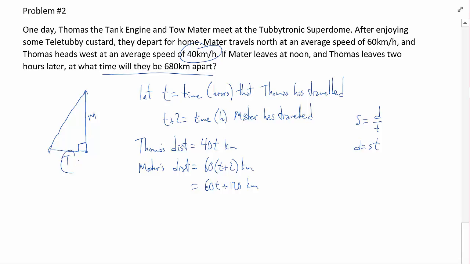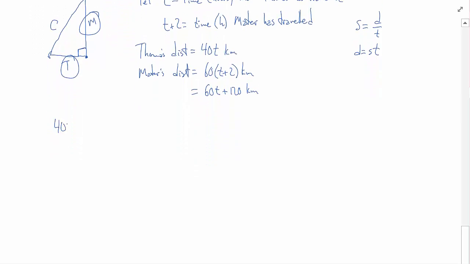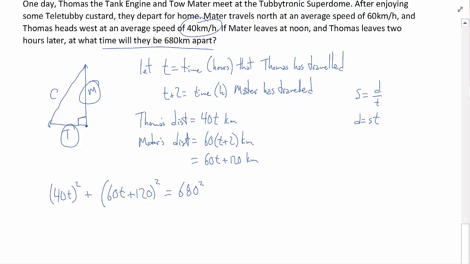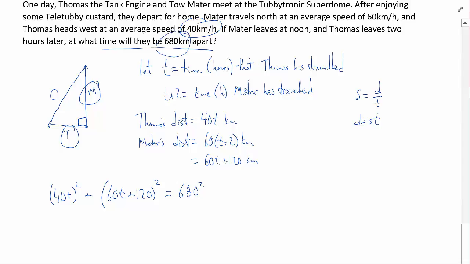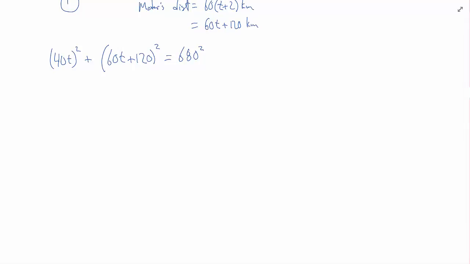A squared plus b squared equals c squared, the distance between them. A squared plus b squared equals c squared: (40t) squared plus (60t plus 120) squared equals 680 squared, their distance apart. I've got a quadratic equation here. I need to expand this and simplify it.